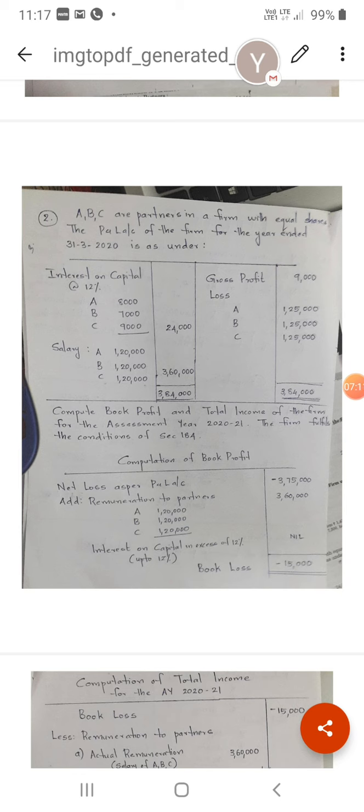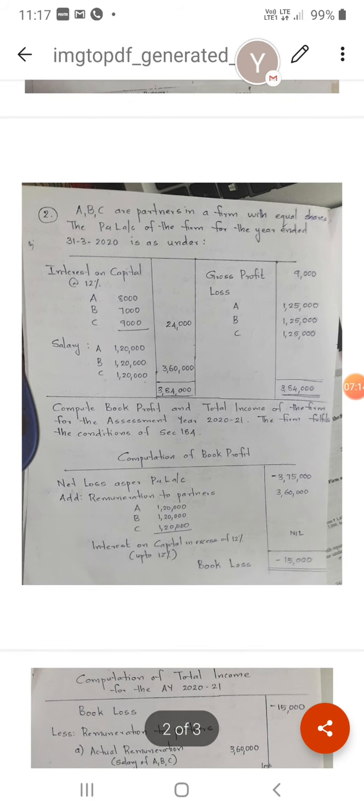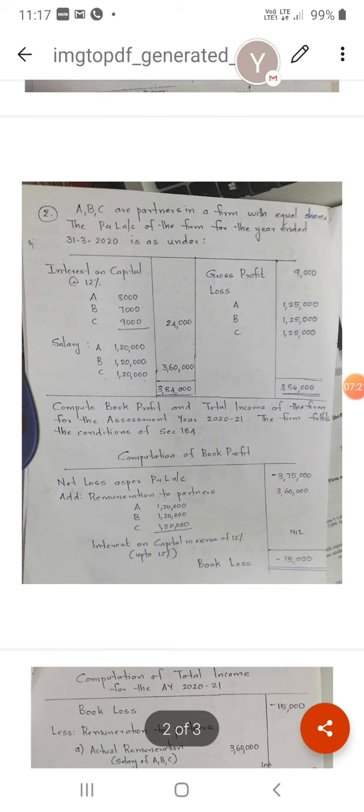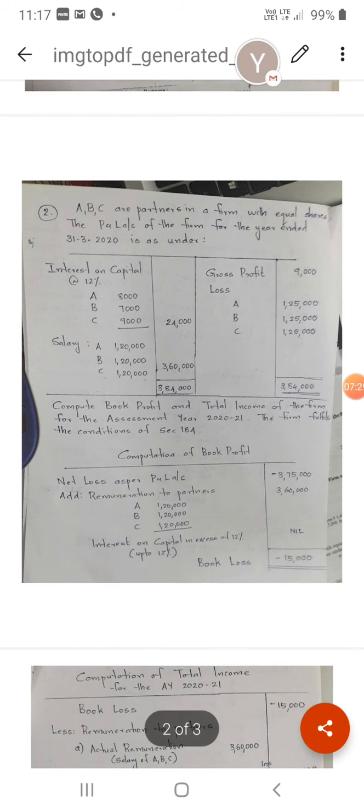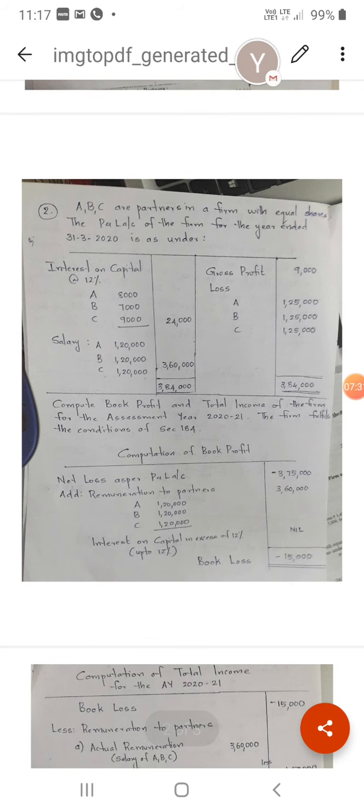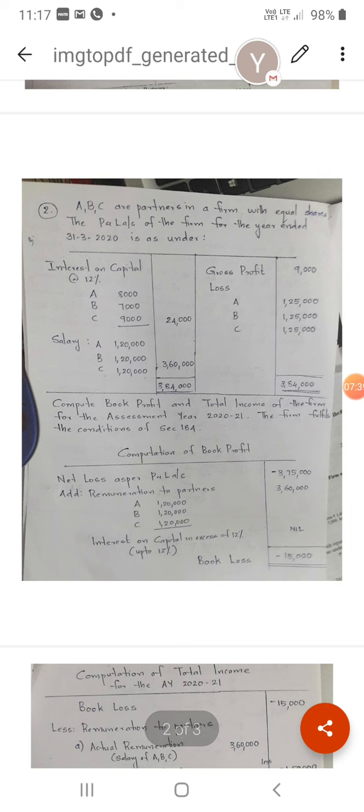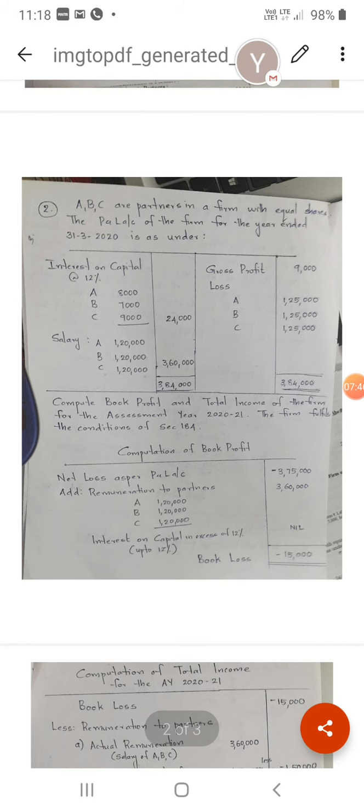Then comes the second item, salary. Salary here given to three partners, total of 3,60,000. So that is part of remuneration. So that ends the debit side. Now look at the credit side. Gross profit is 9,000 and net loss is 1,25,000. So here the question is dealing with the net loss as per profit and loss account, not regarding the net profit.